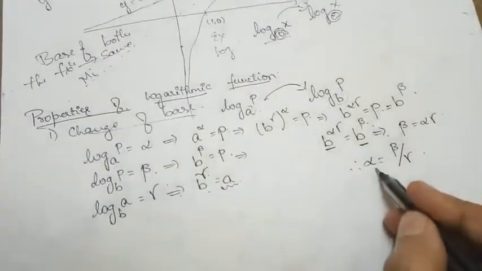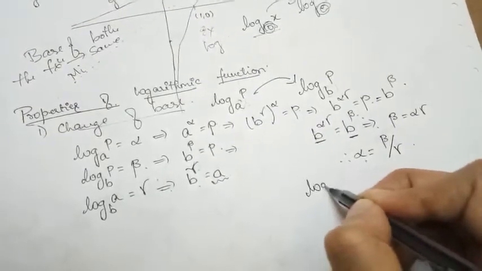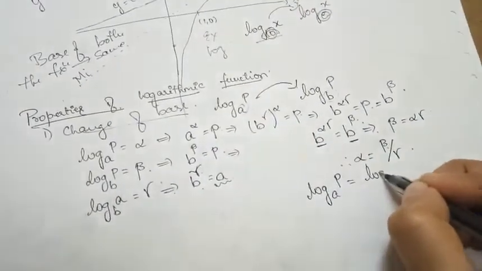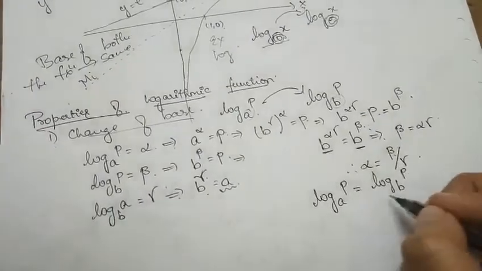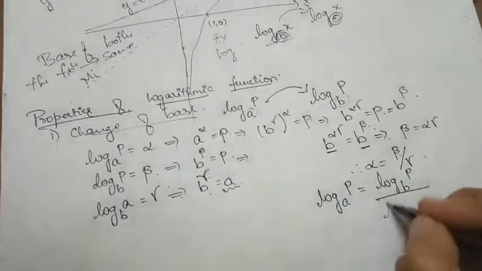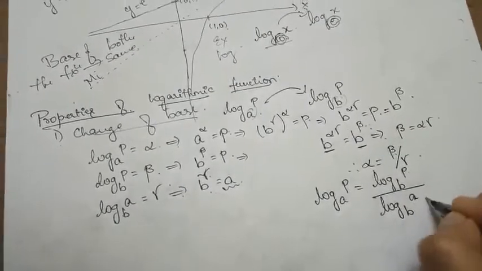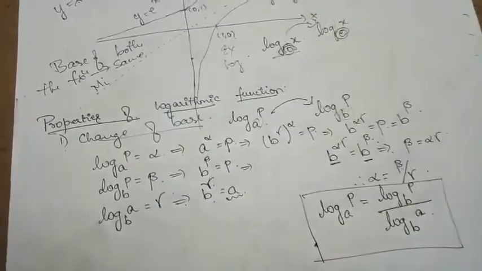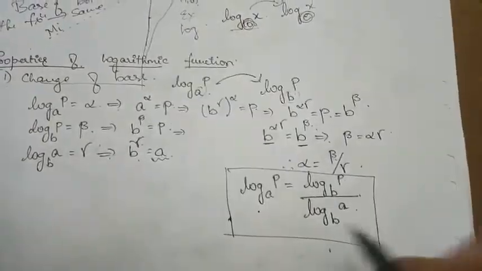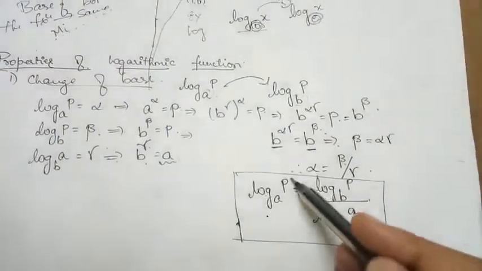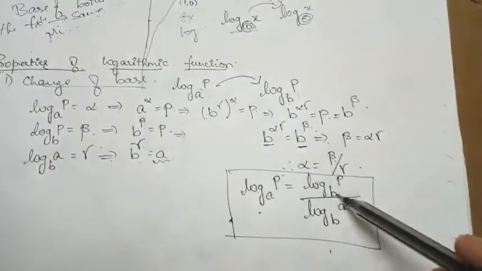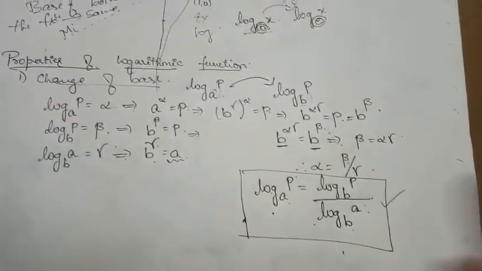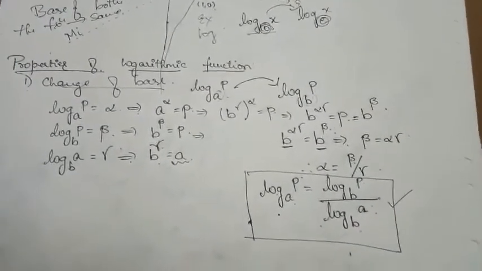Now resubstitute. What was our alpha? Alpha was log base a of p, which is equal to, what was our beta? Log base b of p, divided by, what was our gamma? Log base b of a. So clearly, if we need to change from one base to another base, this is a formula we are going to apply: log base a of p, if I convert to another base, is log base b of p divided by log base b of a. So this is the identity we are going to use to convert from one base to another.